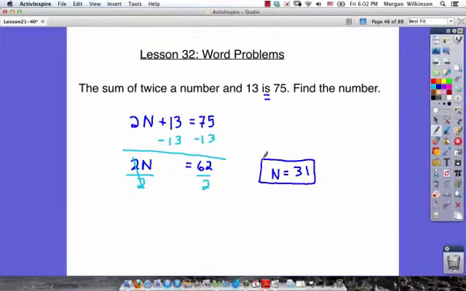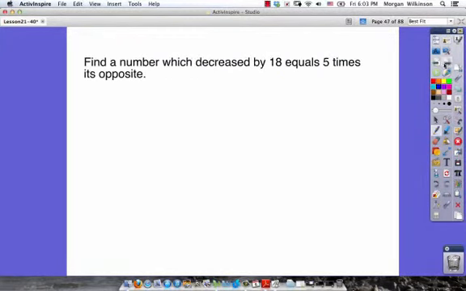That's all that we have to do when we're given a word problem like this where we have to find the number. Let's look at our next example. Find a number which decreased by 18 equals 5 times its opposite. So, find a number which decreased by 18. So a number minus 18, because we're decreasing it by 18, equals 5 times its opposite. So 5 times the opposite of that number, so negative n.